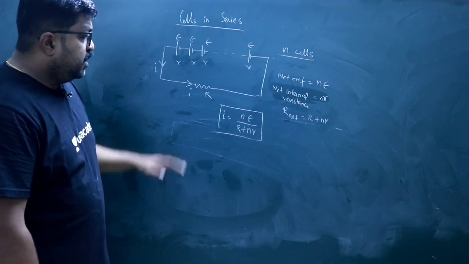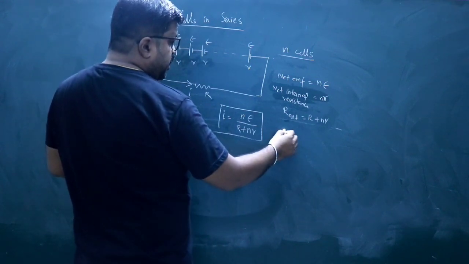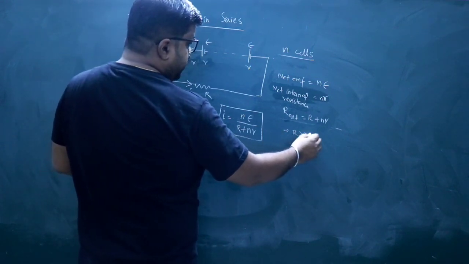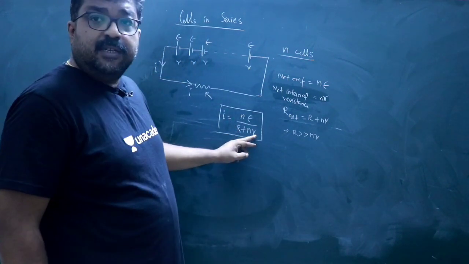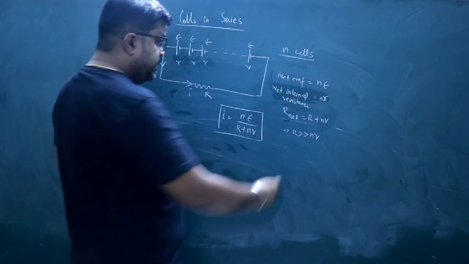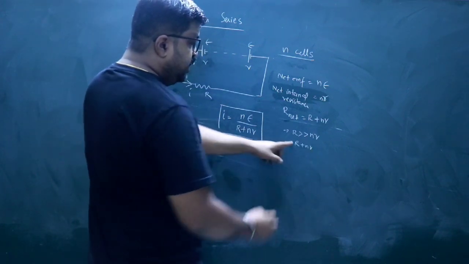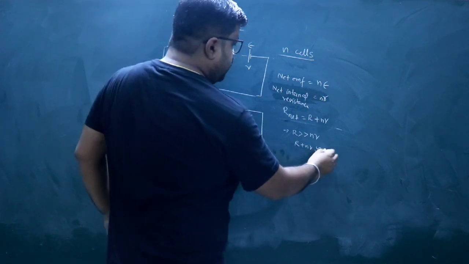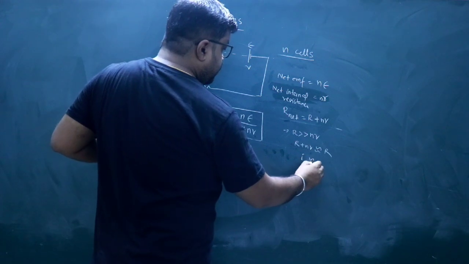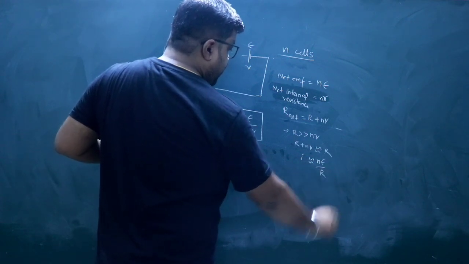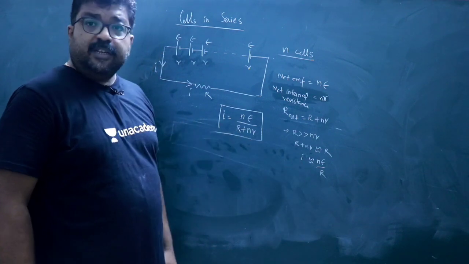Okay, now there are two possibilities. One possibility is when R is much greater than nr, when external resistance is much greater than the net internal resistance. In that case, this R plus nr will be replaced by what? Since R is greater than nr, this will be approximately equal to R, isn't it? So in that case, I will be approximately equal to nE by R. So this is the condition when external resistance is much greater than internal resistance.